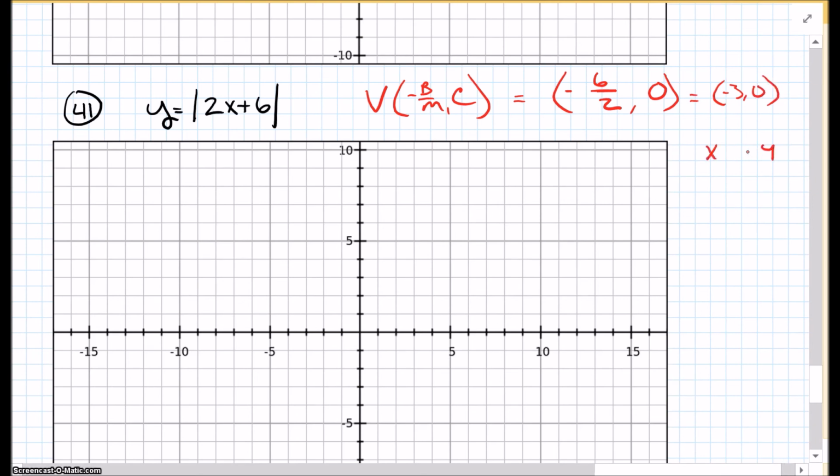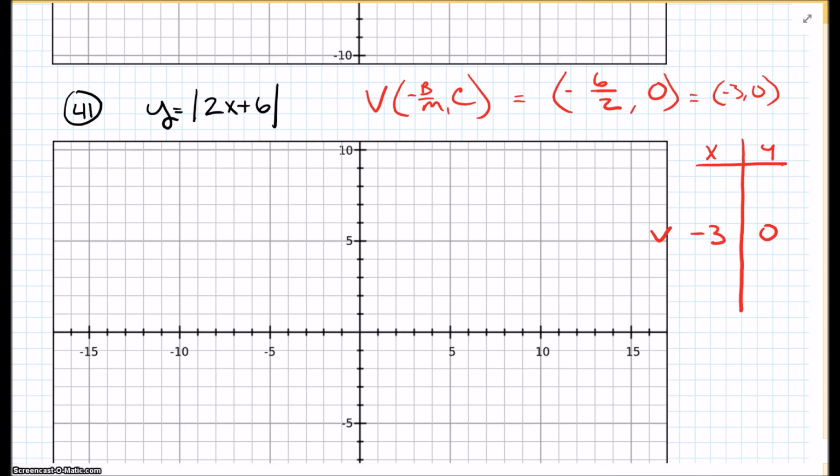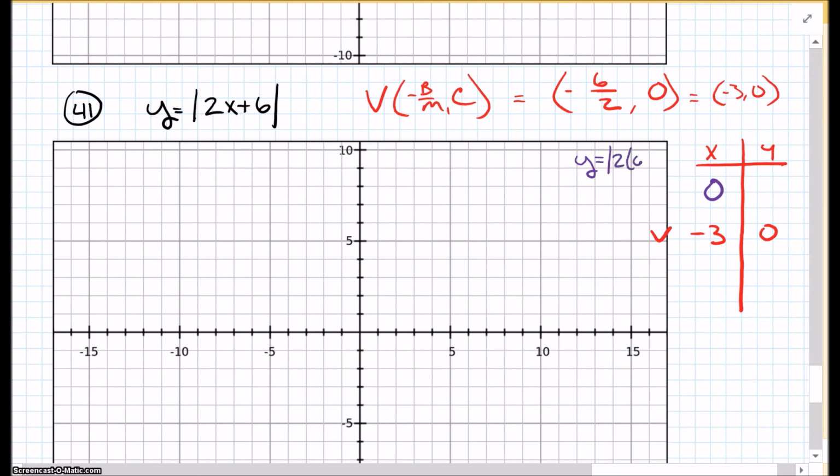Okay, since this doesn't really follow a nice parent function, let's go ahead and plot some points. So I have negative 3, 0. That's my vertex. So let's pick a number above and below that's equidistant. So 0 is an easy number to pick. So now we're going to plug into the equation 0. So let's just plug it in. So I have y equals the absolute value of 2 times 0 plus 6. So y is going to equal the absolute value of 6, so it would be 6.